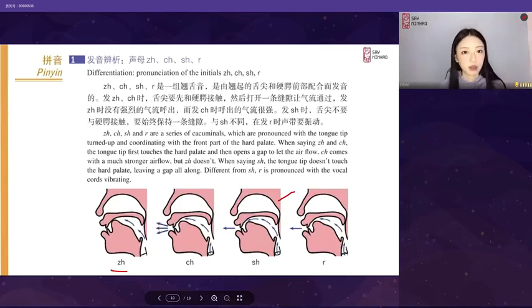For 知, the air is soft, and for 吃, the air is much, much stronger, okay? 知, 吃, you can practice it by yourself. And for 吃, the tip of your tongue won't touch the hard palate. It will always leave a gap here, okay? 知, 吃. Next one is 日. For 日, the tongue position is the same as 吃, but the only difference is we need to vibrate our vocal cord. Okay, read after me. 日. You can put your fingers here and find it vibrating really strongly.